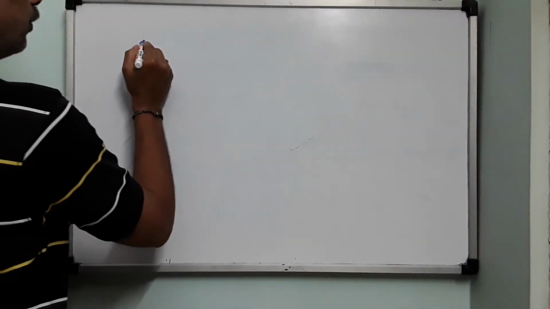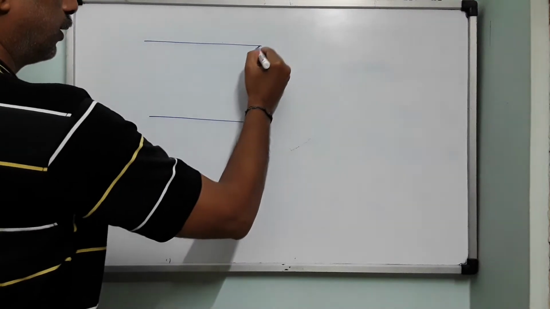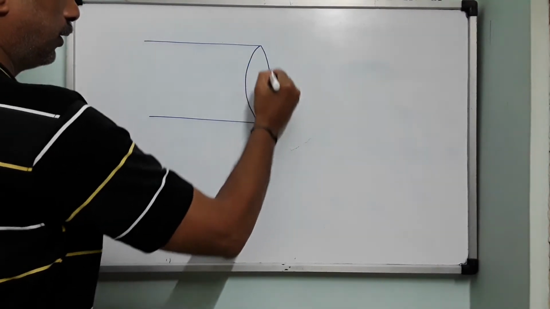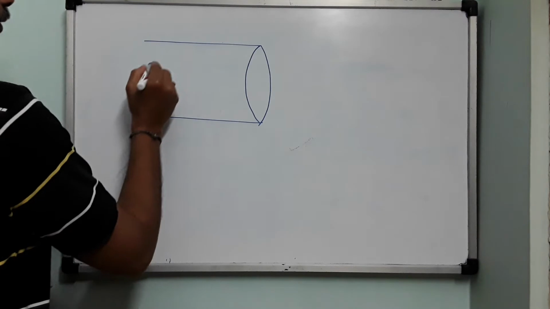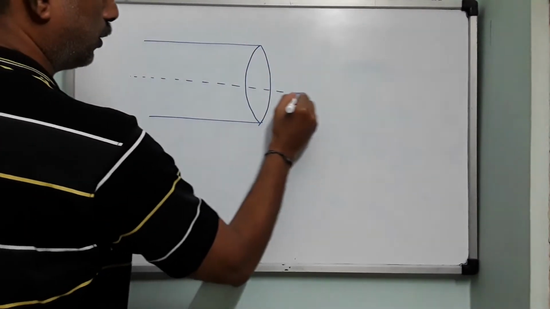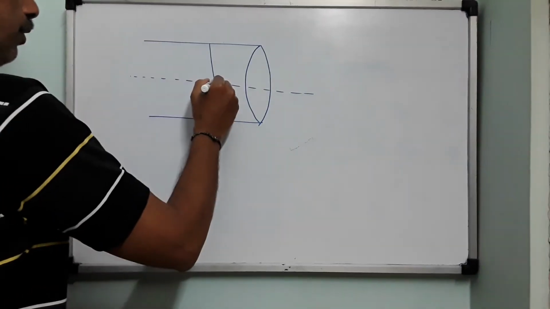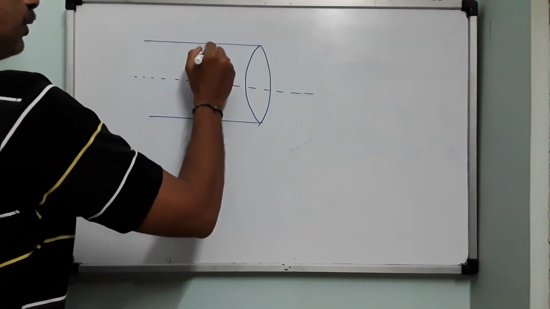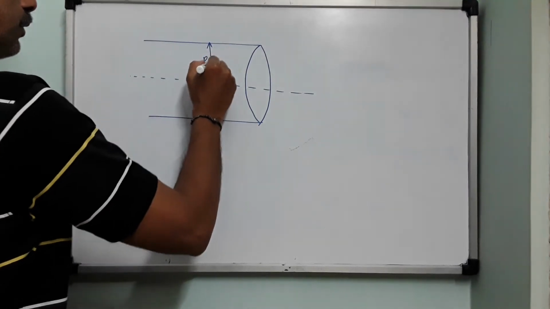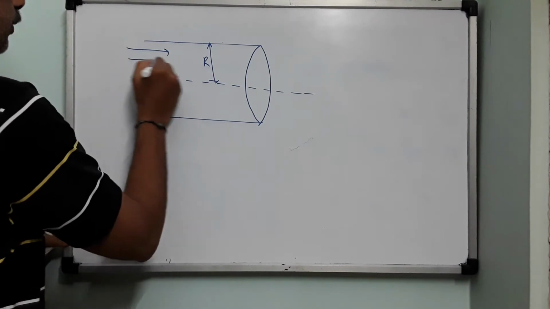So this is the conductor we have imagined. This is the area of cross section. Of course, this is the axis of the conductor. So therefore, this is the radius of the cross section, and here this is the current.